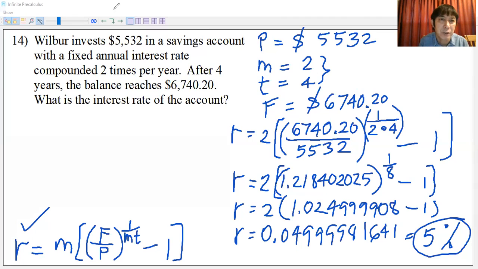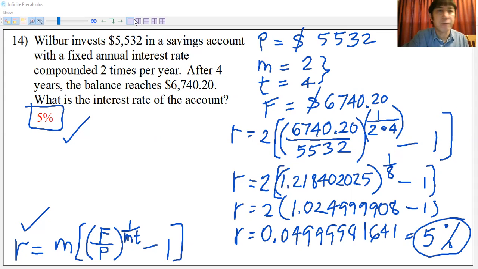Is it 5%? Let's get the confirmation here. Yes, it is. You can see the answer over there. So that goes to our number 14. Let's continue with the next number.